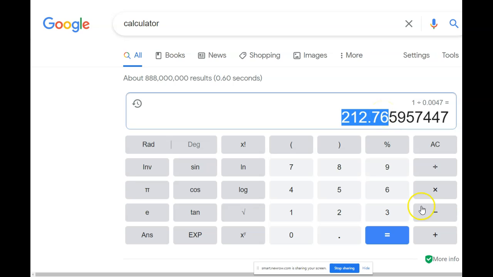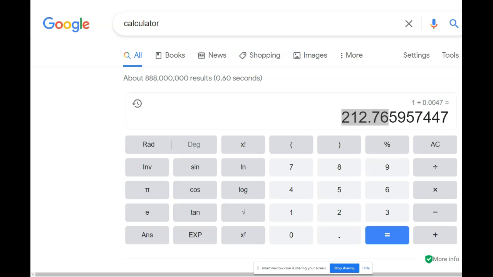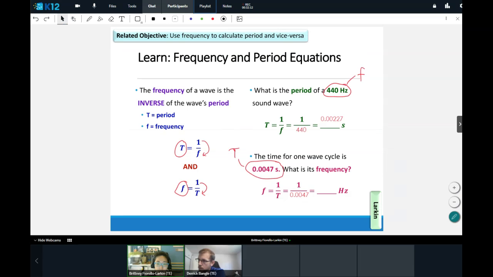212.77. Go ahead and give me a smiley face emoji in the chat if you're feeling more comfortable with this, now that we've practiced it a few times. Beautiful. Again, 212.77 Hertz. This should make sense. If we have a small period of time, then we should end up with a pretty large frequency because they're opposites of each other.